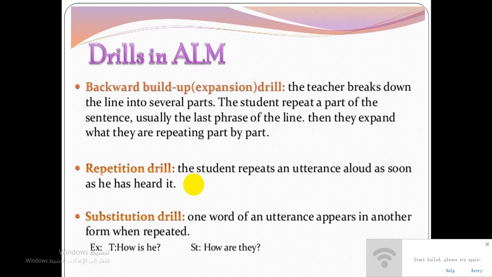Substitution drills. One word in an utterance is replaced by another. For example, "He bought this house cheap." "He bought it cheap." In this example, "it" referred to "this house." Another example, "They gave their boss a watch." "They gave him a watch." This is to use the appropriate pronouns substituted for the noun in the sentence.